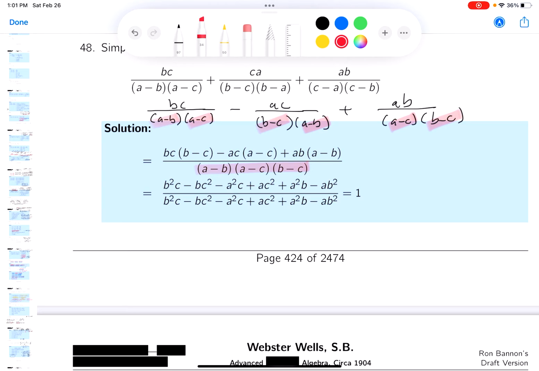Now what I have to do, I have to also put the top down, which means I got to put the builder in without writing it down. It's too much writing. So BC, and what's the missing factor from the bottom? B minus C. Then it's going to be minus AC. What's the missing factor from the bottom? It's going to be A minus C.